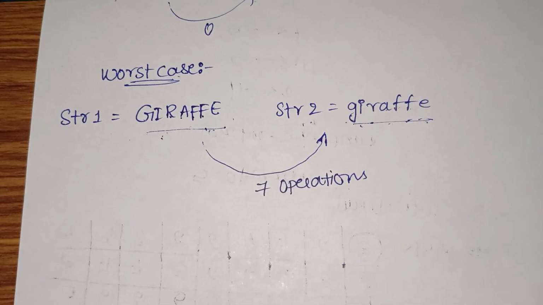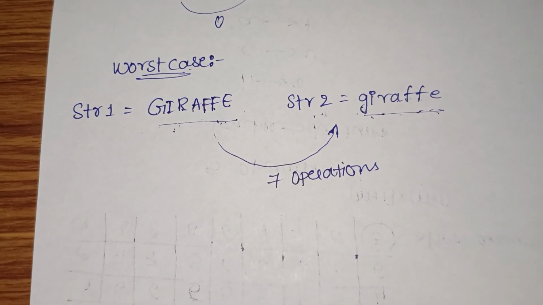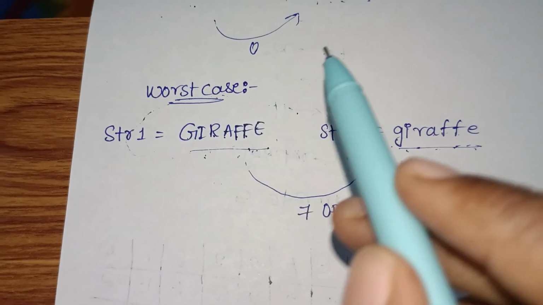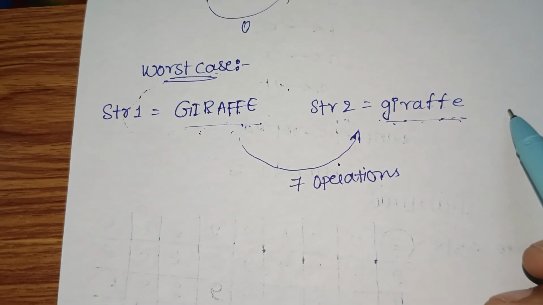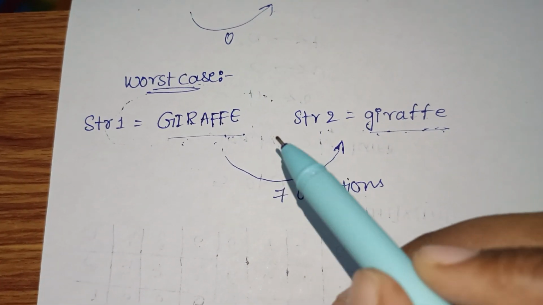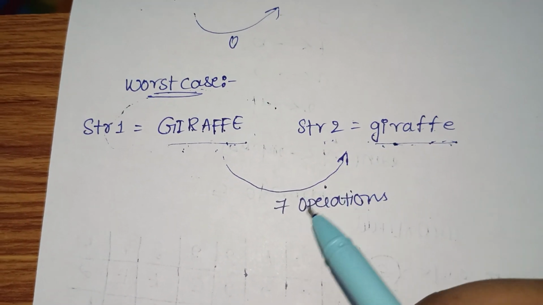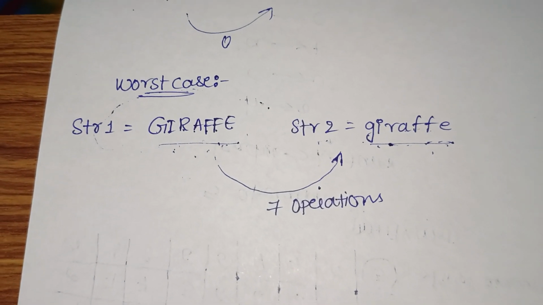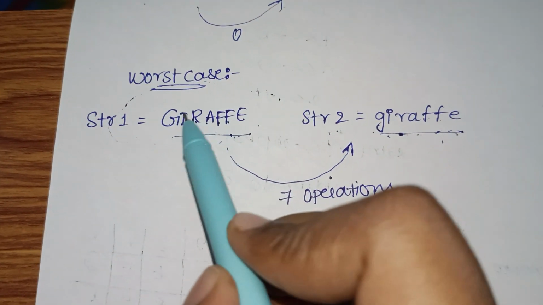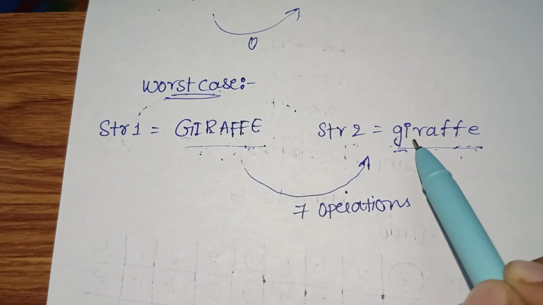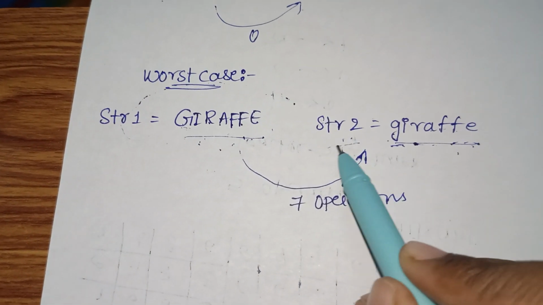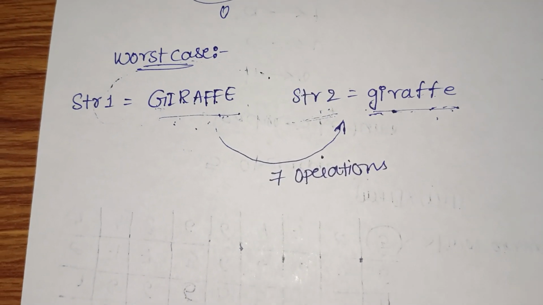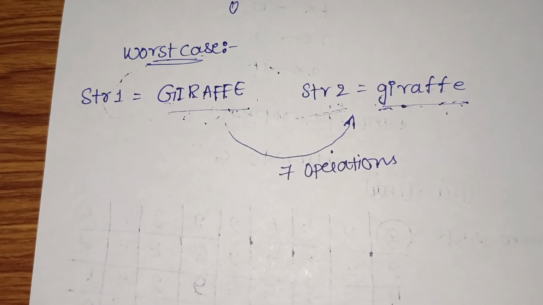Worst case of this algorithm occurs when none of the characters in both the strings match. In string 1 we have taken giraffe which is all capitals, and in string 2 we have taken giraffe with all small letters. Now it may require length of string 2 operations to transform string 1 to string 2 because none of the characters match, because they are case sensitive, and this capital G is not similar to the small g. So this can be considered as the worst case of this algorithm.